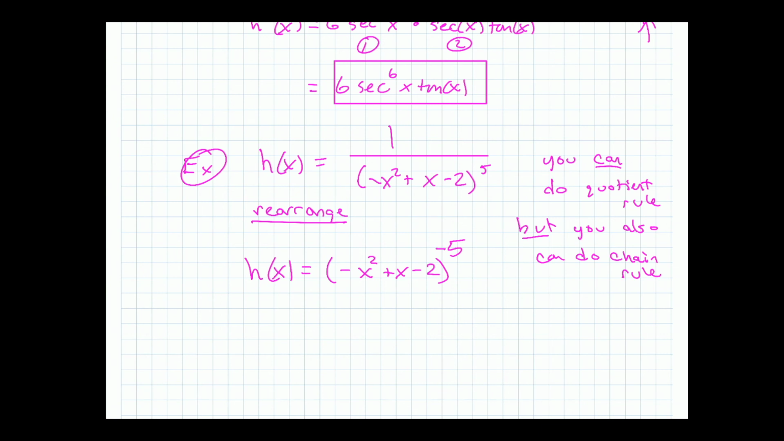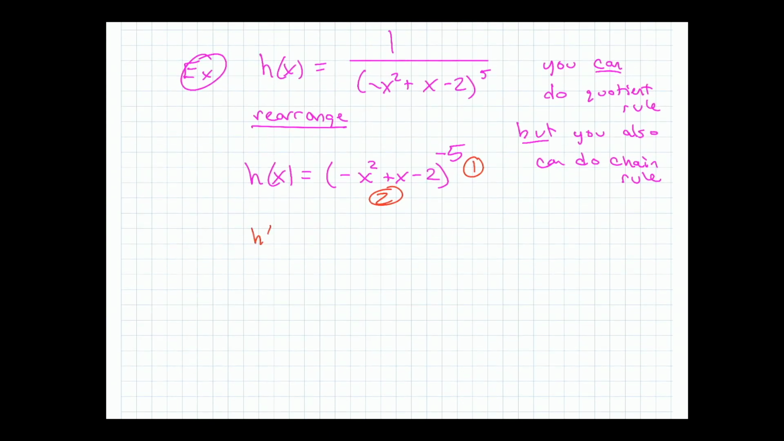So that's not the derivative. But the easiest way to do this derivative is to write it like this first. Then you can say the outside function is the negative 5 power and the inside function is that little polynomial. So h prime is going to be, well, remember how it goes, derivative of the outside, derivative of the inside. So the derivative of the outside is negative 5, negative x squared plus x minus 2 to the subtract 1. So it's negative 5 minus 1 is negative 6. Easy to get that wrong. And then times the derivative of what's inside.